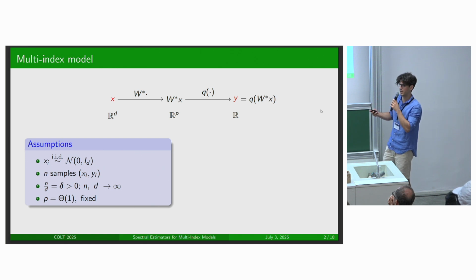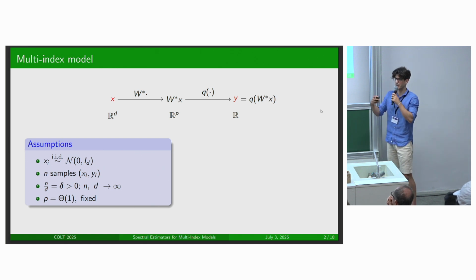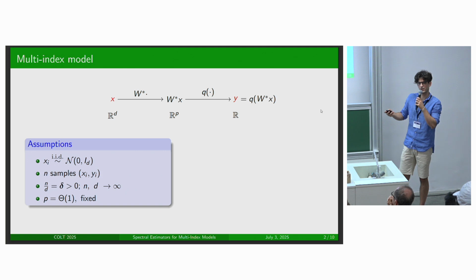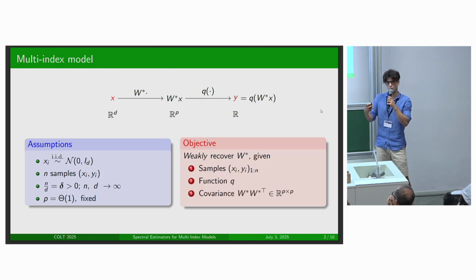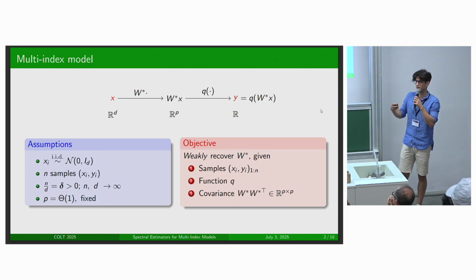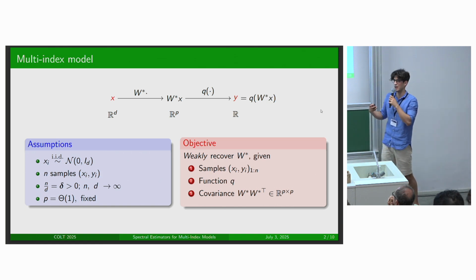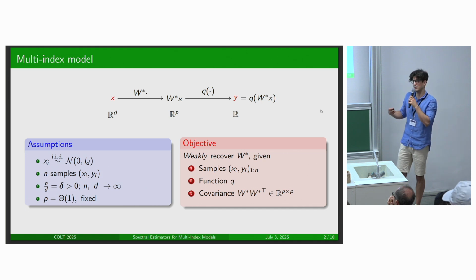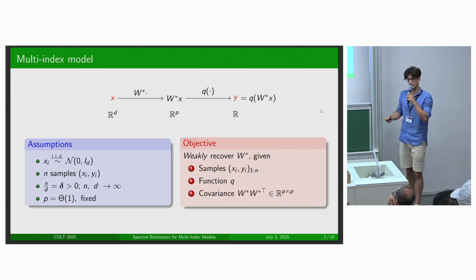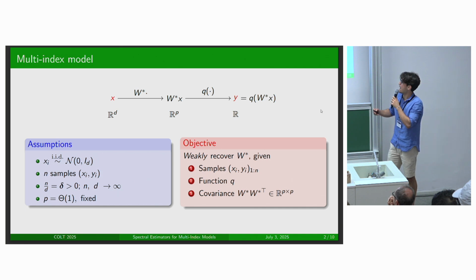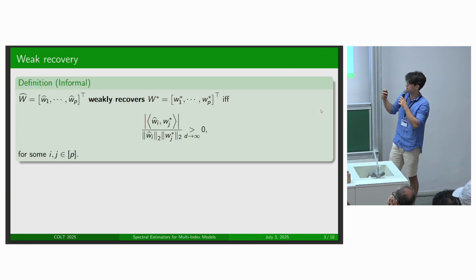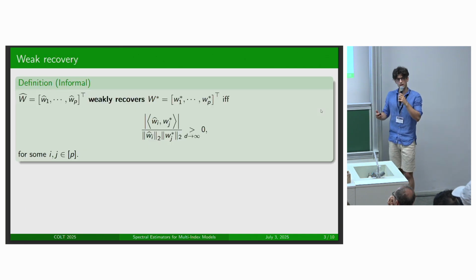On the other hand, we're keeping P fixed, so you should think of P as something very small and D as something very big. The objective is to weakly recover W star, given that we know what the link function is, so what the nonlinearity is, maybe ReLU or polynomial functions, given n samples, and given the covariance of the W star.